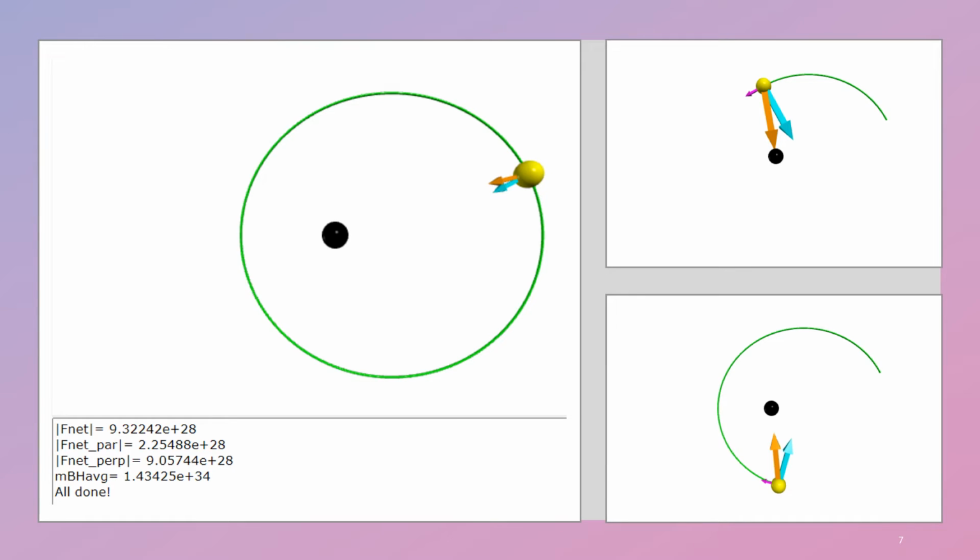These three images show what my code looked like when it ran. The orange vector represents Fnet, and it's always pointing towards the black hole. That's because gravitational force is an attractive force. So the force by the black hole onto the star will always be pointing towards the black hole. The average of the black hole mass is equal to 1.434 e to the 34 kilograms, and it will be used for part 2.